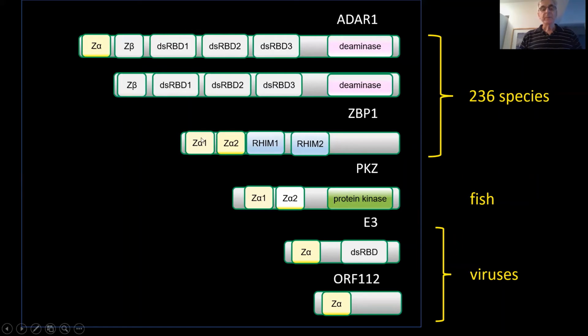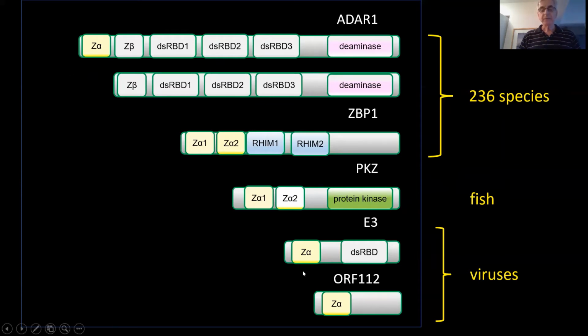Z-alpha domain is also present in another protein called Z-DNA binding protein 1. And this has a different functional domain, a RHIM domain, that enables it to activate a programmed cell death pathway called necroptosis. In other species, the Z-alpha domain is associated with a protein kinase domain, especially in fish, and this enables these fish to turn off translation when they sense a viral infection. So it has a different outcome from in humans.